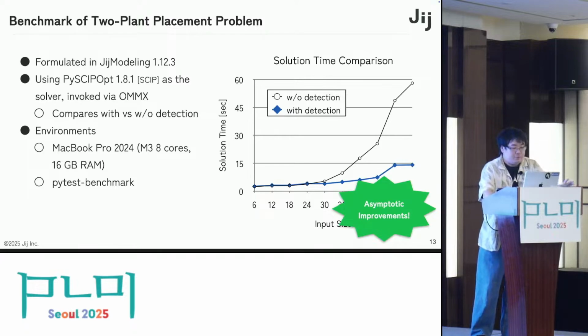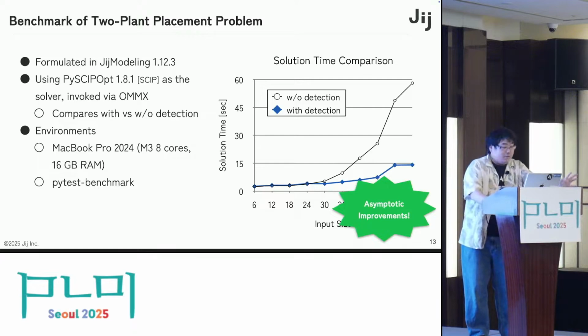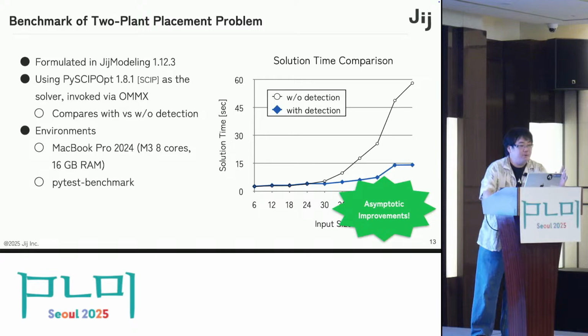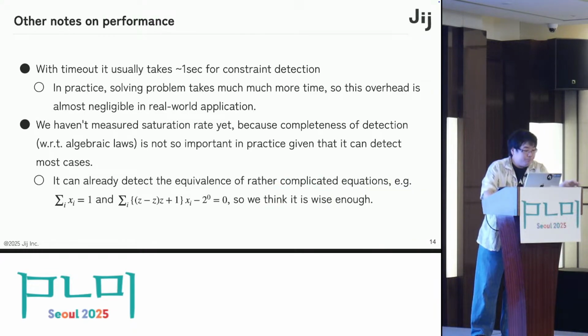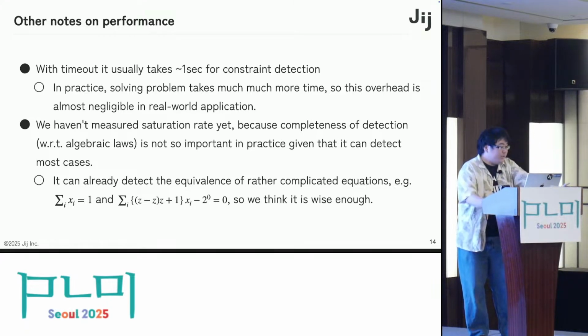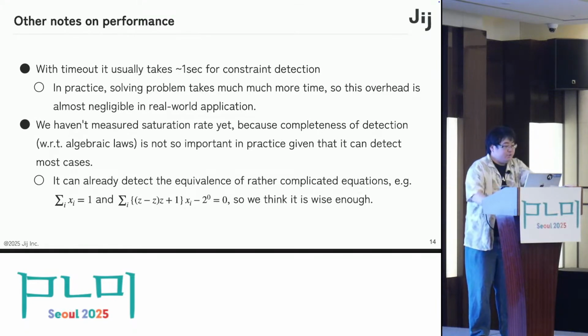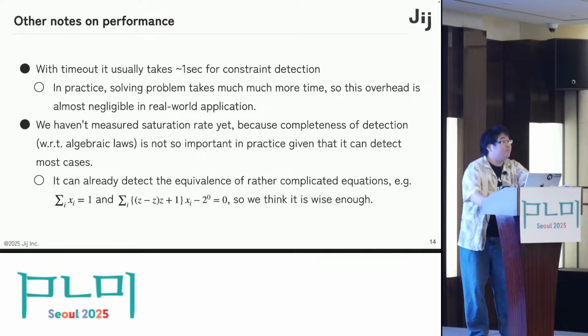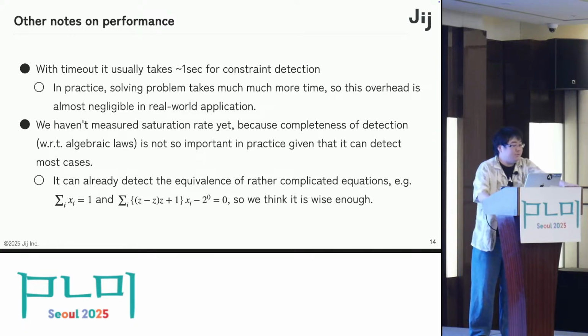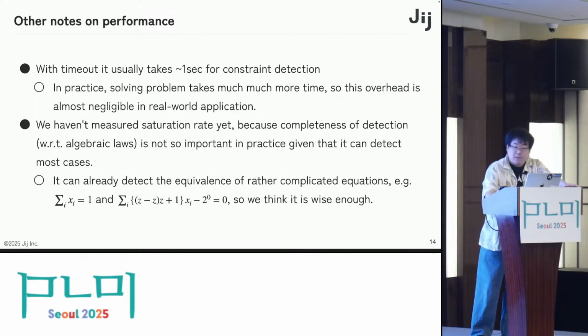So even if the input size is only 60 or so, this difference is evident. So in practice, solving the constraint detection problem really buys something for us. With a timer, it usually takes approximately 1 second for constraint detection, and in practice, solving problems takes much more time. So this overhead is almost negligible in practice.